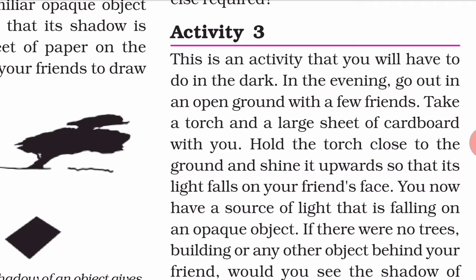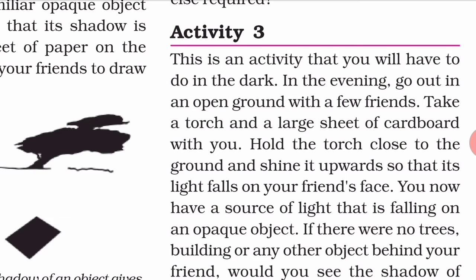Now, if I tell you to go out with your friend at night and stand on a ground where there are no trees, no buildings at all, now do one thing: take a torch and from the ground light the torch and let the light fall on your friend's face. Will you be able to see the shadow of the person? You will not be able to see the shadow.